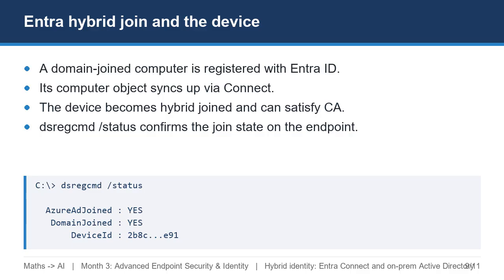So how does a device earn a cloud identity? Through Entra Hybrid Join. A computer that's domain joined to on-prem AD is automatically registered with Entra ID, its computer object syncs up through Connect, and it then appears as a hybrid joined device, which means it can satisfy conditional access policies that require a managed device. You verify this right on the endpoint with dsregcmd /status. You want to see both Azure AD joined yes and domain joined yes. If Azure AD joined says no, the cloud registration hasn't completed, usually a service connection point, connectivity, or sync problem.